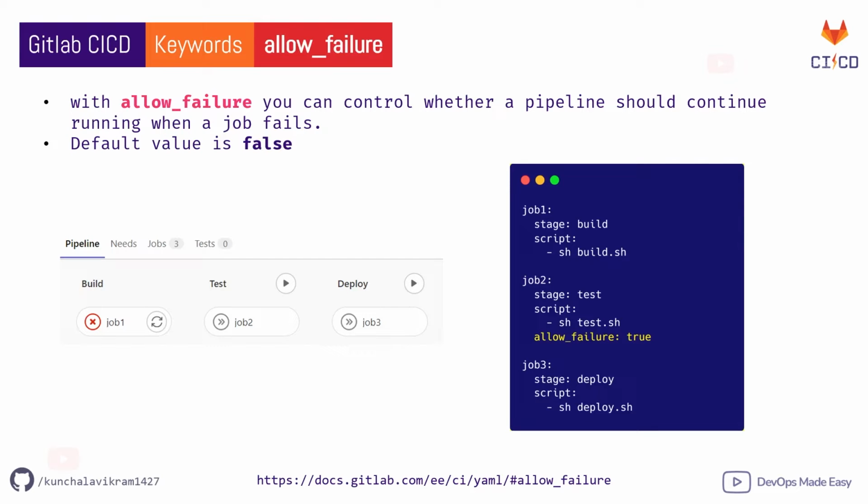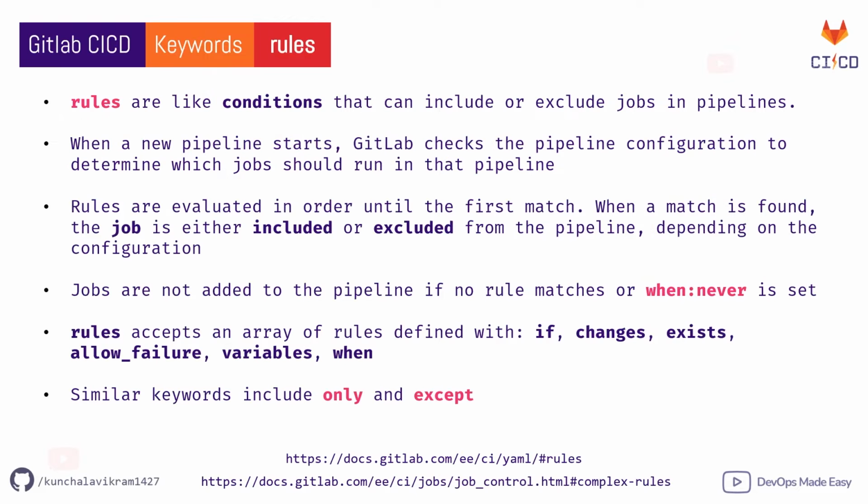We also said that any failure in a job will not let the other jobs run, but this behavior can be controlled by using allow_failure. If I put allow_failure to true, what I'm saying here is that this job 2 is allowed to fail, which means the other jobs will still continue to run irrespective of the status of job 2. The default value is false. That's the reason why if any job fails, we see that the other jobs are skipped.